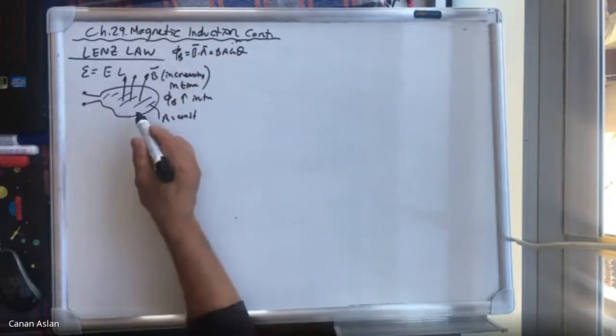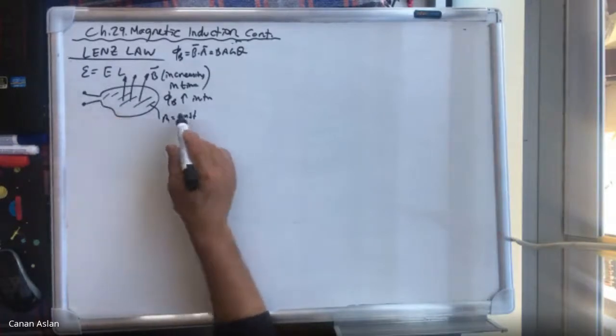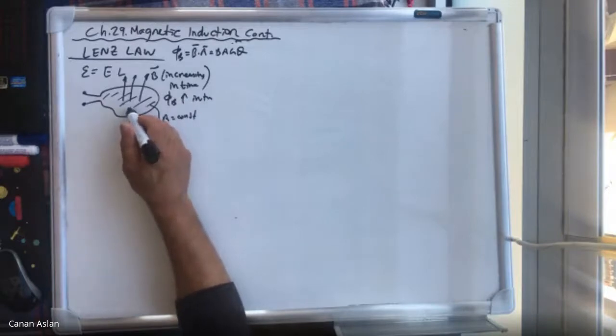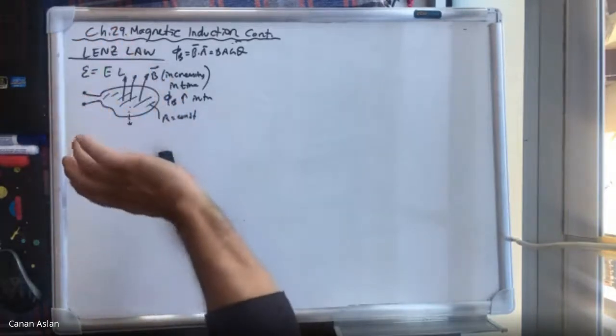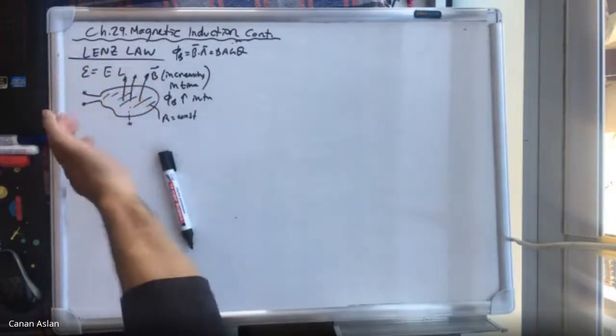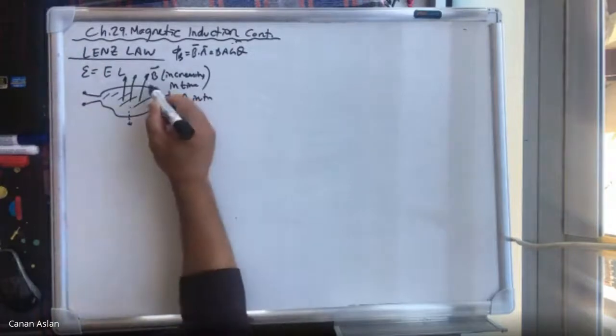So basically, from this system, everything is regular. Phi B is increasing in time. Then the induced magnetic field will be downward. But in order to create a downward magnetic field, you have to have the current this way. So the circulating current will be in the clockwise direction.